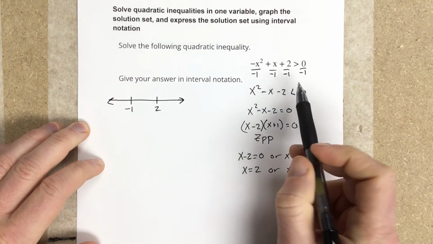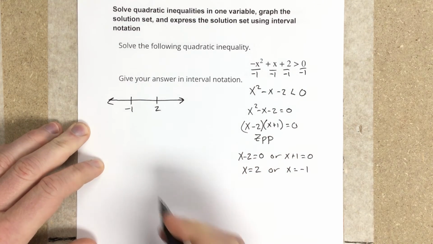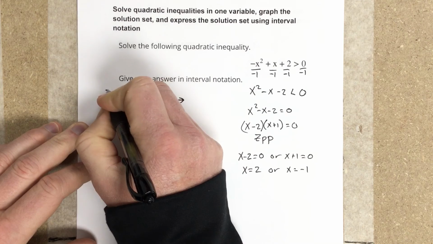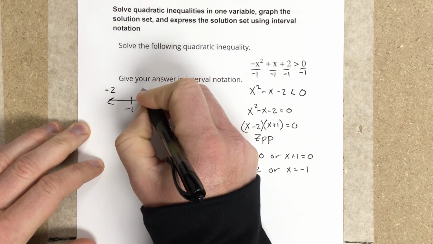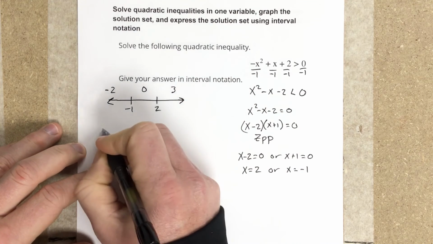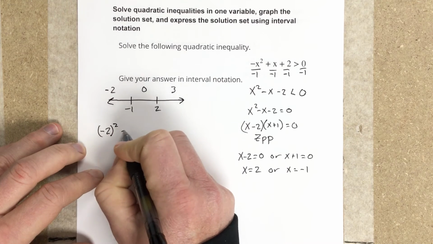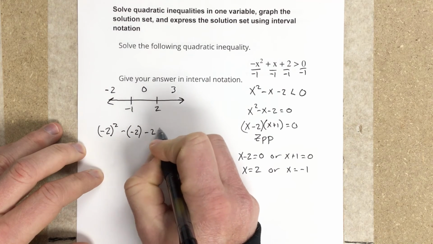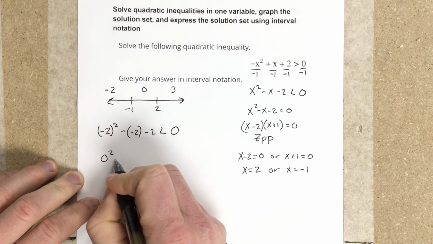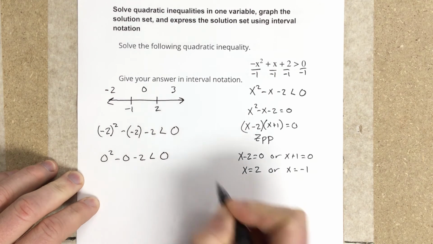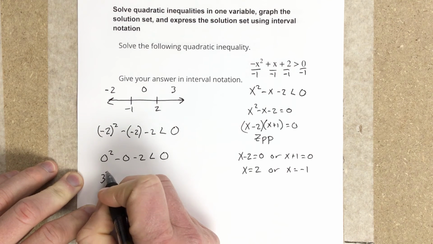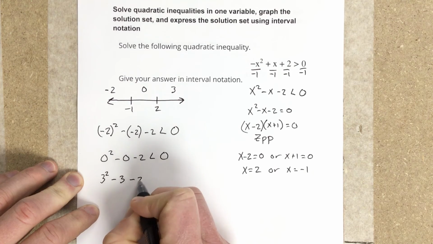And then we will compare these with the inequality that's up here. So we're going to pick a number that's less than negative 1, so we can get these three regions figured out here. So this is negative 2 we'll use out here. In between we'll use 0. It's an easy number to use. And then we'll use 3 out here. So I'm going to plug in negative 2 squared minus negative 2 minus 2 less than 0. Then I'm going to do the same thing with 0. So 0 squared minus 0 minus 2 less than 0. And then we're going to get 3 squared minus 3 minus 2 less than 0.